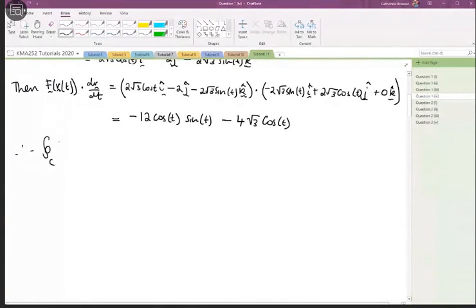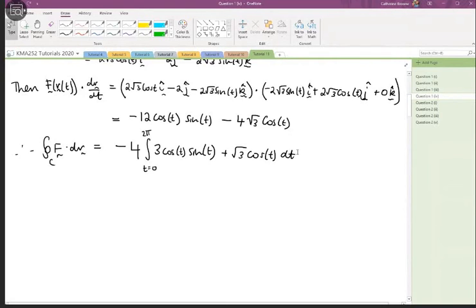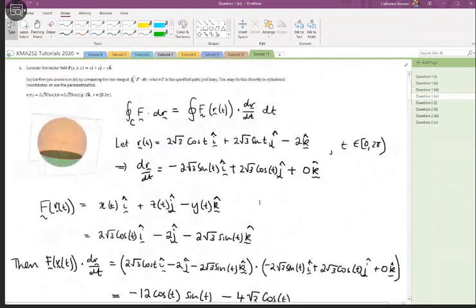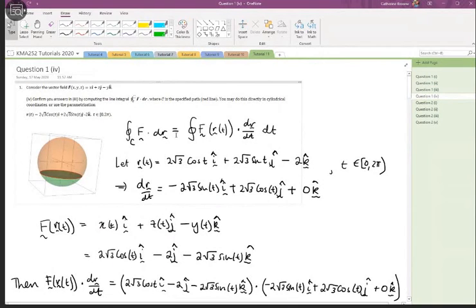So therefore, when I find this line integral here, that's going to be equal to, I'm going to take a common factor of 4 out the front, and I'm going to go from t equals 0 to 2 pi, and it's 3 cos t sin t plus root 3 cos t dt. Because this F dot dr is equal to F of r of t dot dr/dt dt. So that's what I found.